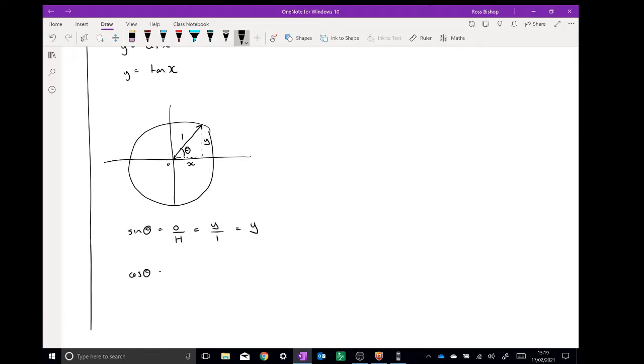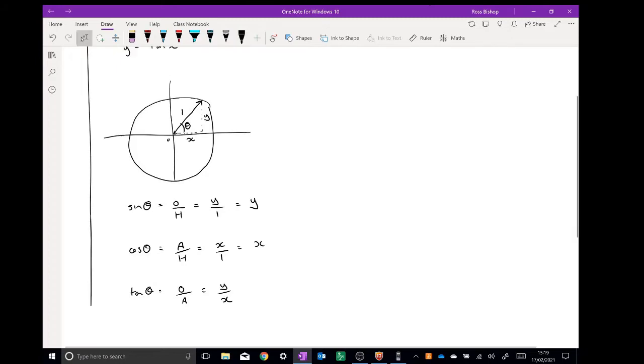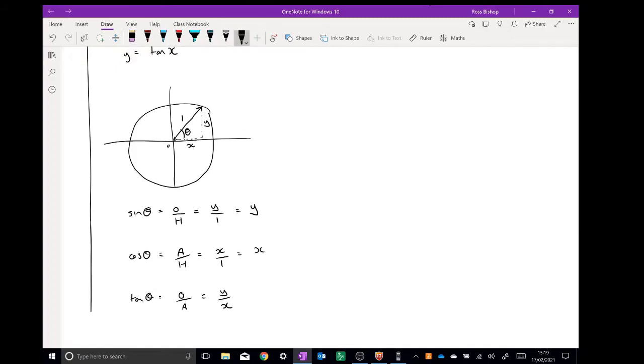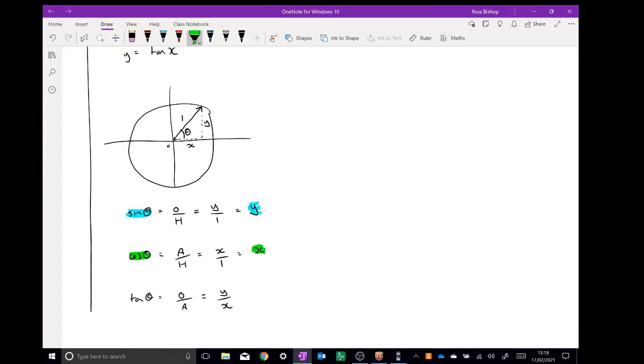Right, let's do the same for cos theta. Now cos is adjacent over hypotenuse, which is x over 1, adjacent x, 1 is the hypotenuse, so it's just x. And we've got tan theta, which is O over A, TOA in SOHCAHTOA, which in this case is y over x, okay? So I've ended up with sine theta equaling y. I've got cos theta equaling x on my triangle, and I've got tan theta equaling y over x.